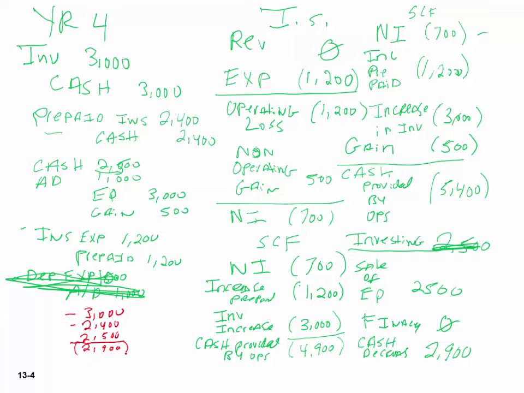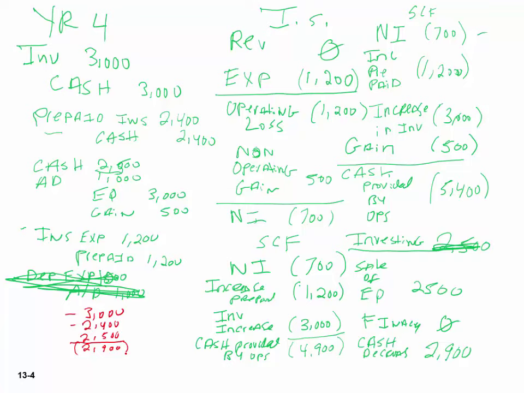Right? We bought the insurance policy for 2,400, didn't we? We reported only 1,200 of that as an expense. Meanwhile, how much cash did we use? 2,400. So my prepaid came up 1,200, didn't it? And because my prepaid came up 1,200, that's telling me I used 1,200 cash that has not been reported as an expense. It's still sitting on the balance sheet, isn't it? There's 1,200 still sitting on the balance sheet for this purchase of insurance.